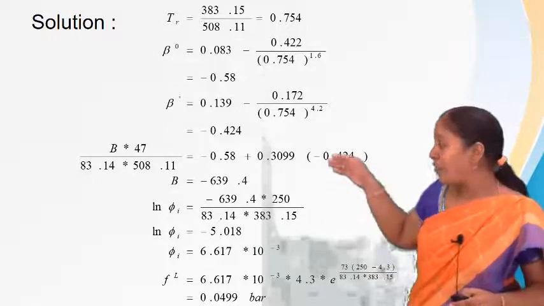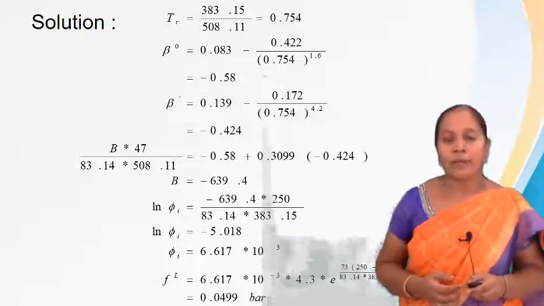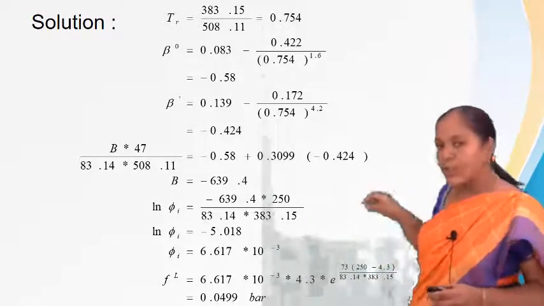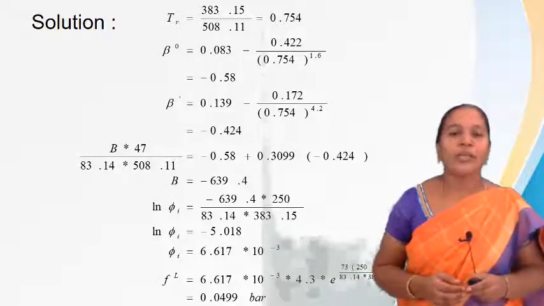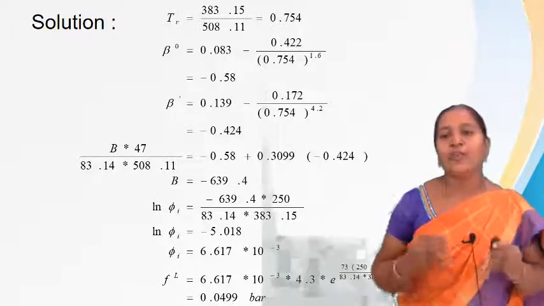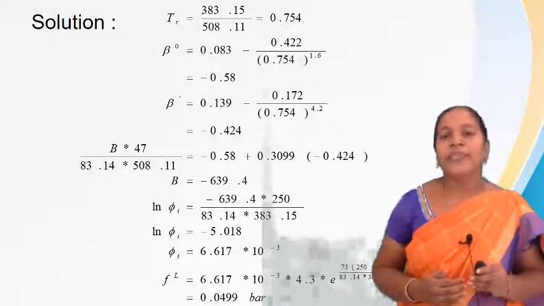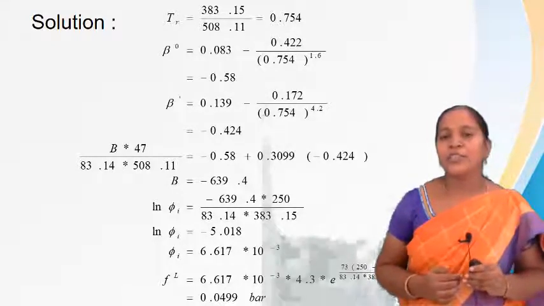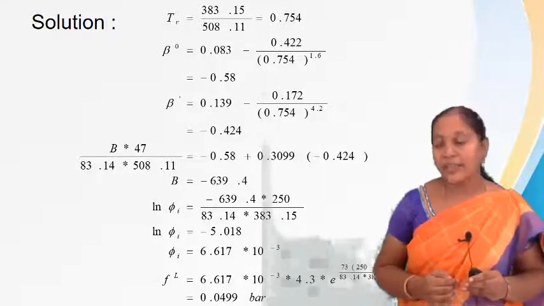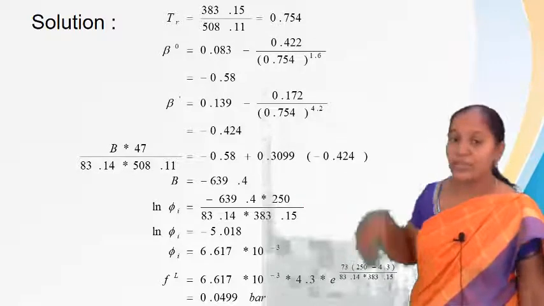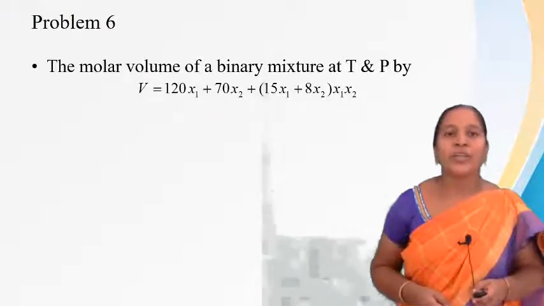After getting the value of phi sat, substitute it in the fugacity formula. Therefore, fL is equal to 6.617 into 10 power minus 3 into 4.3 into e power 73 into (250 minus 4.3) divided by 83.14 into 383.15. After simplification, we get the value of liquid fugacity, which is equal to 0.0499 bar. Now coming to the next problem.